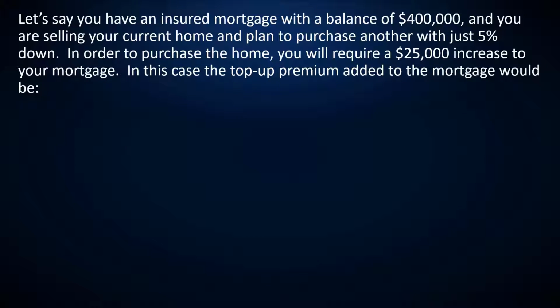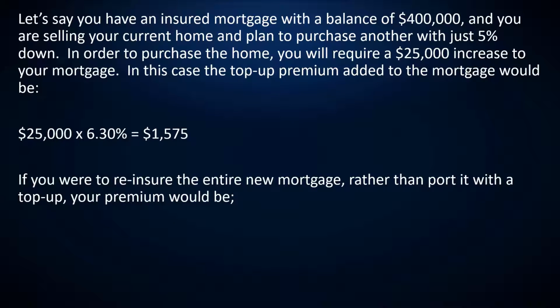So, let's say you have an insured mortgage with a balance of $400,000 and you're selling your current home and plan to purchase another with just 5% down. In order to purchase the home, you will require a $25,000 increase to your mortgage. In this case, the top-up premium added to the mortgage would be $1,575. If you were to reinsure the entire new mortgage rather than port it with a top-up, your premium would be $17,000. So you can clearly see the advantage of the top-up premium in the example above.